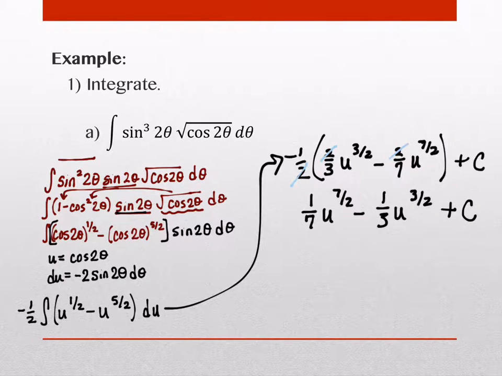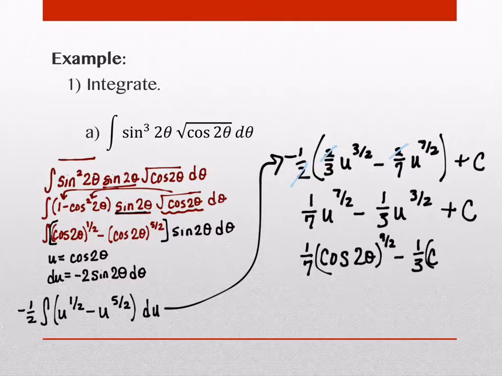I'm really close. I need to change them back into sines and cosines, right? Or whichever one it should be. And which one do I need? Cosine. So this is 1/7 cosine of 2 theta to the 7/2 minus 1/3 cosine of 2 theta to the 3/2 plus c.